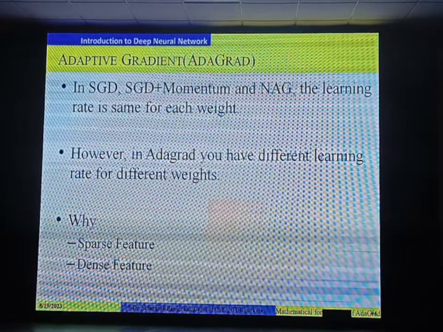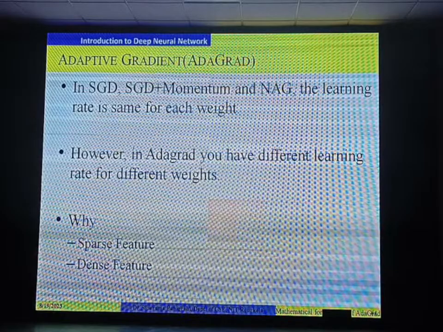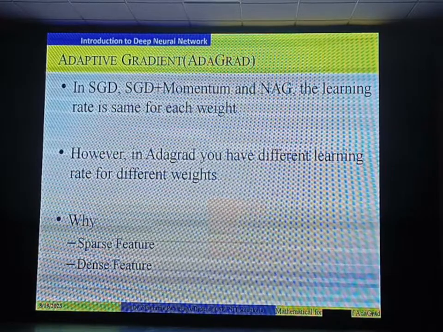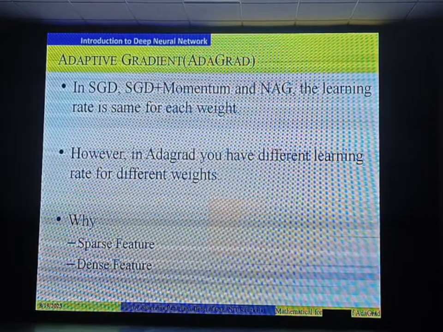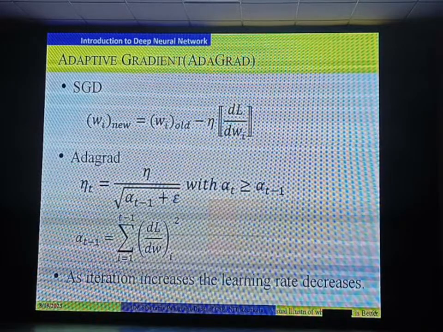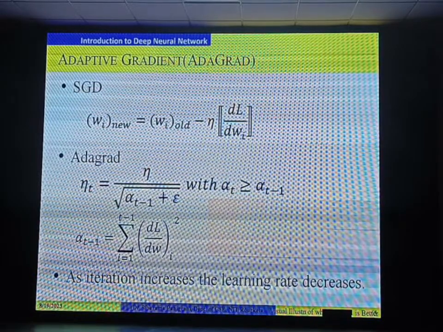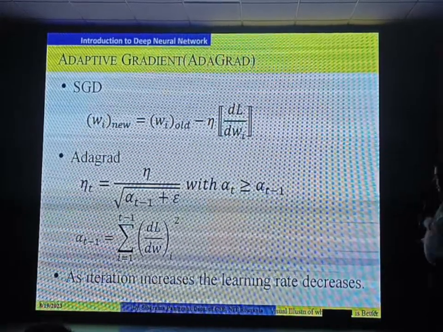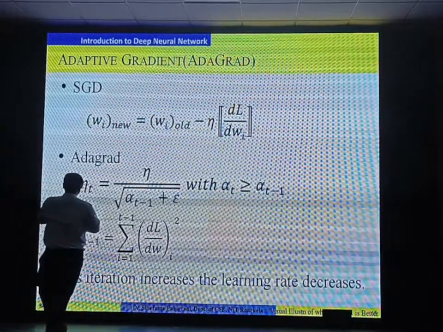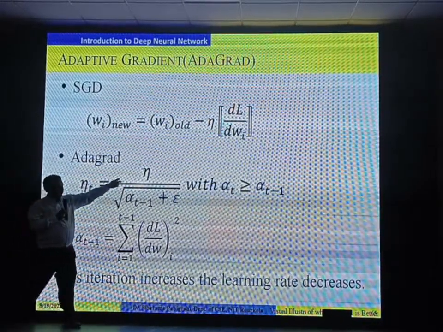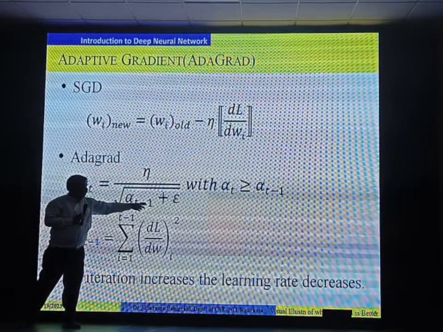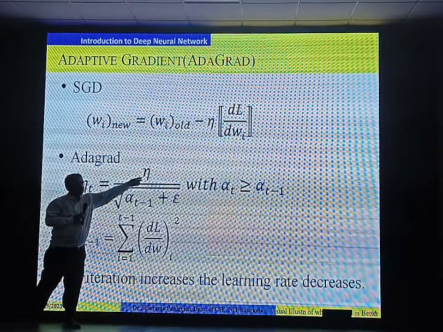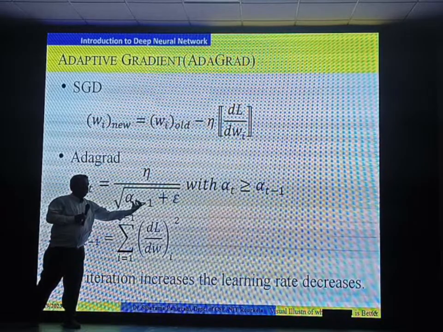Right? So that's why in adaptive gradient, they have set a different learning rate for different features, or for different weights. And how they are updating the learning rates, I will tell you. They are taking eta t at the t-th iteration equal to eta divided by root over alpha t minus alpha t minus 1 plus epsilon, where eta is the learning rate of the previous iteration and they are dividing it by a factor.